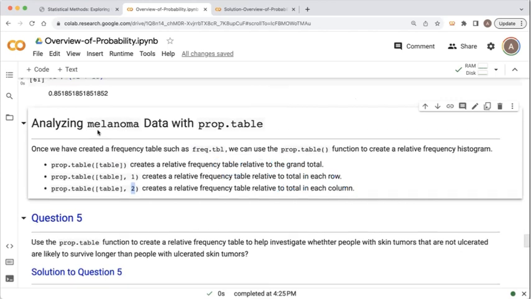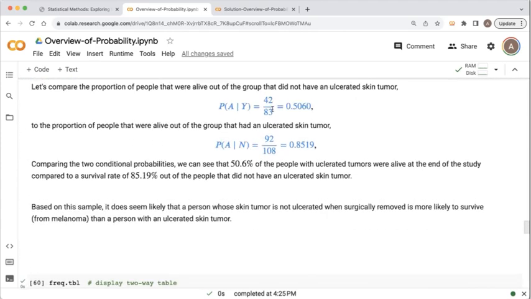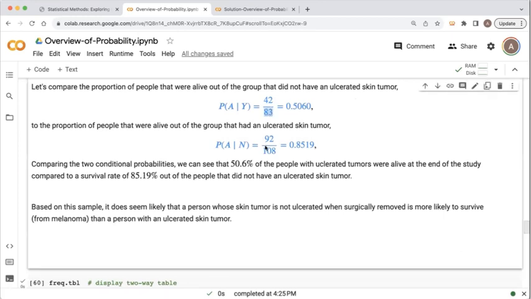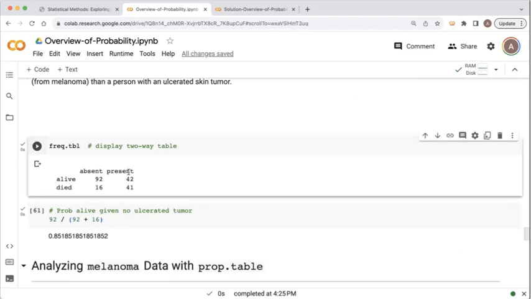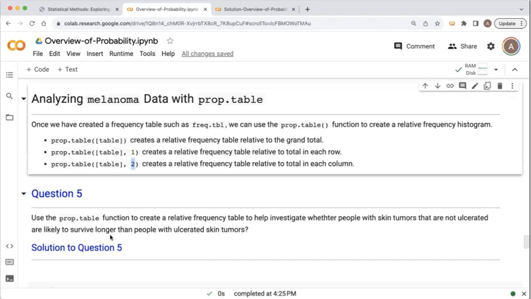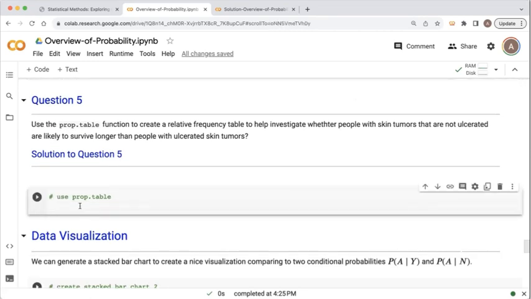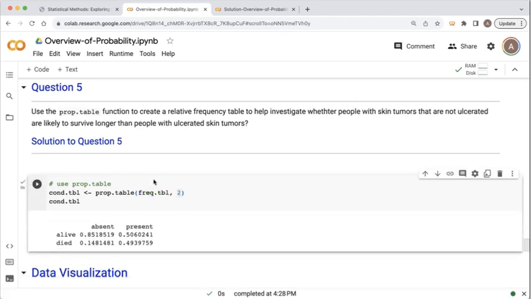So this next question is saying, well, if we wanted to use a prop table to get directly to the two conditional probabilities that we compared up here, well, these two probabilities are relative to the column totals. The total from this column and the total from the other. So I'm going to use option 2 with the frequency table. I'm going to just paste that down here. So we're going to create a prop table from our previous table relative to the column totals. And we'll take a look at the output.